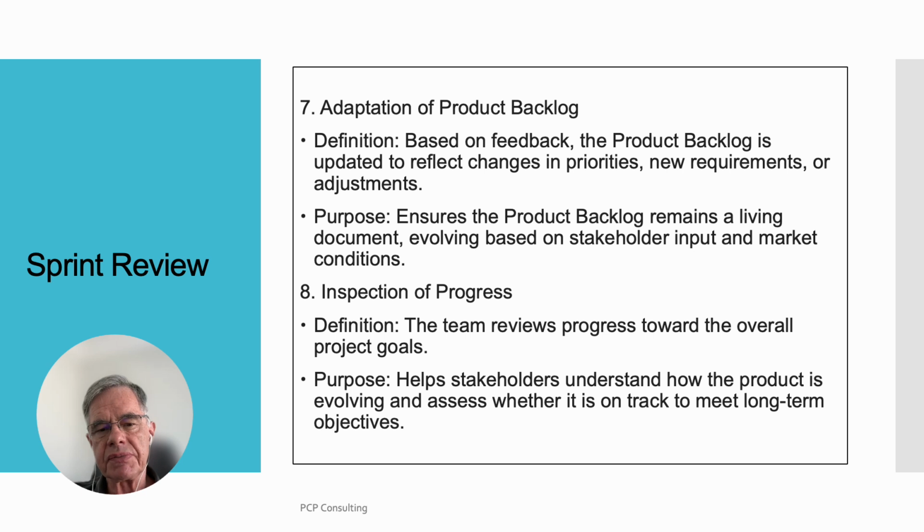Inspection of progress. Definition. The team reviews progress toward the overall project goals. Purpose. Helps stakeholders understand how the product is evolving and assess whether it is on track to meet long-term objectives.